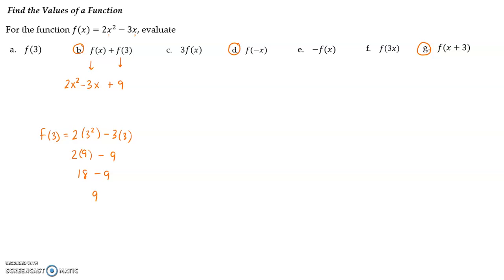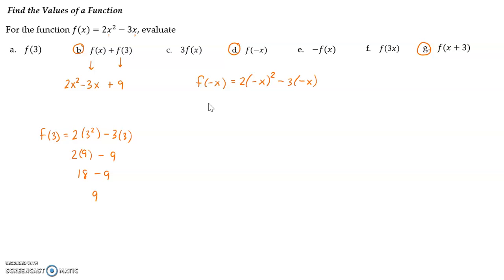Let's go ahead and do part D next. We've got f of negative x. That means we're going to be taking our function, and each time we see an x, we're going to plug in a negative x in its spot. So we've got 2 times negative x, the whole thing squared, minus 3 times a negative x.